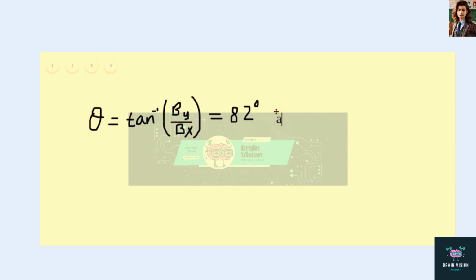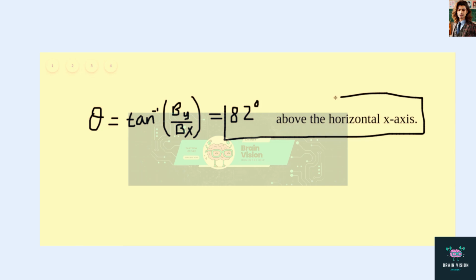So we can write 82 degrees above the horizontal x-axis. And we can box that in as the second part of our solution to this question, and that is the final part of our answer.